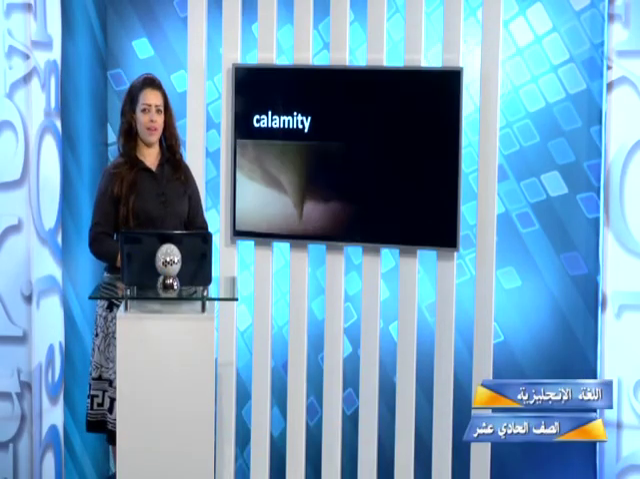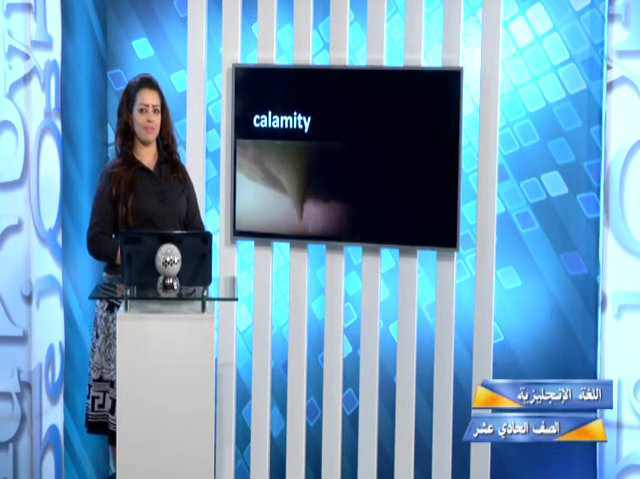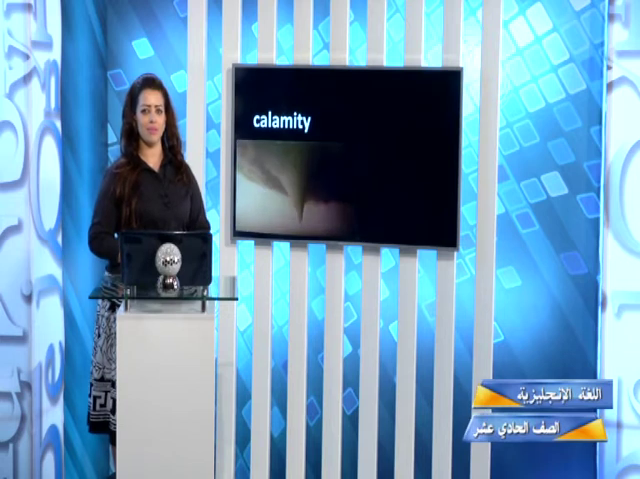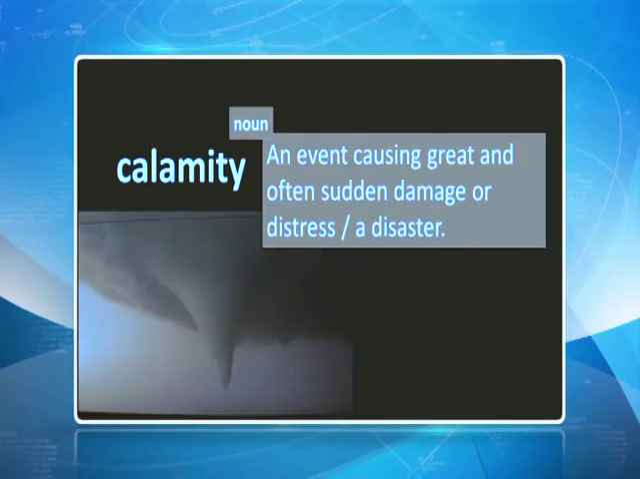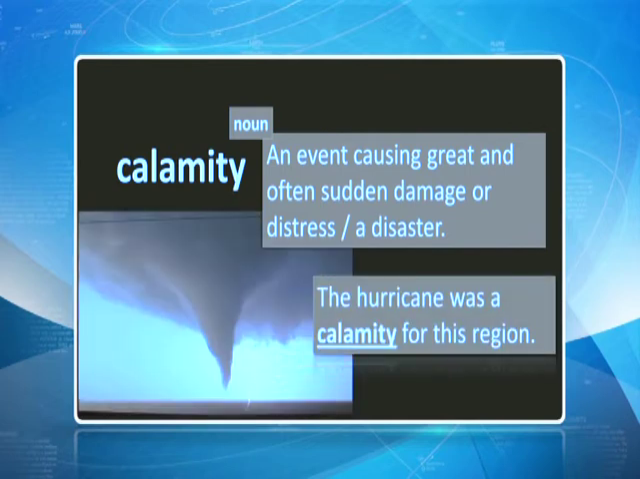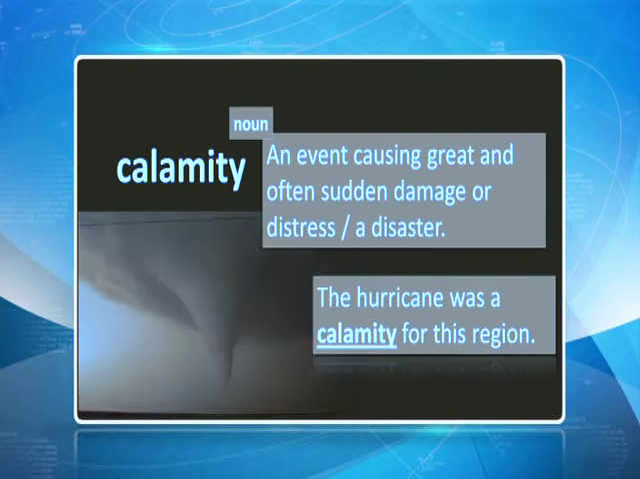Look at the picture together. It's a what? It's a disaster, right? The word is calamity. Let's repeat the word together. Calamity. It's a noun. It's an event causing great and often sudden damage or distress. A disaster. Let's read the sentence together. The hurricane, it was a calamity for this region. It was a disaster for the region.